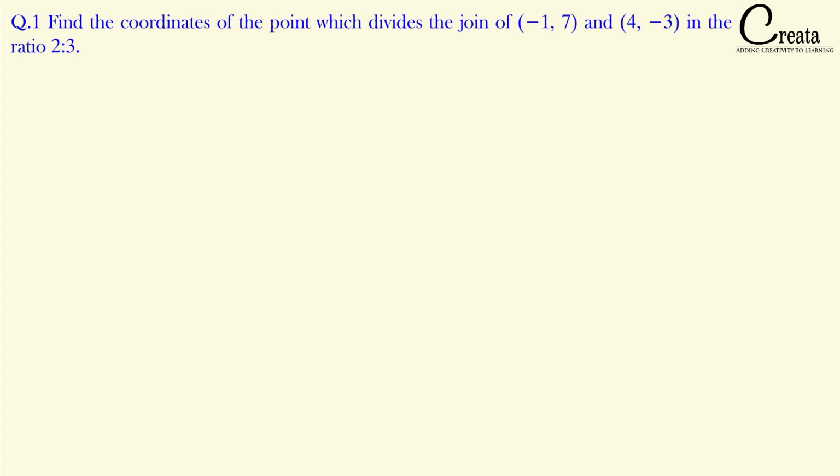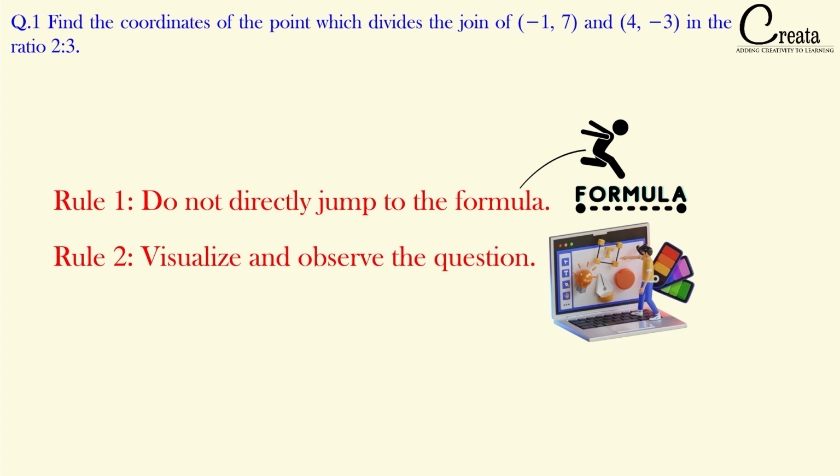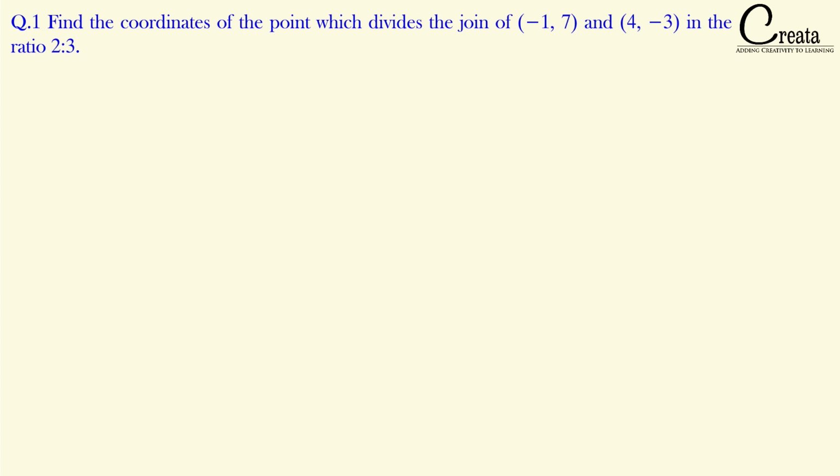Let's take question number 1. The question is: find the coordinates of the point which divides the join of (-1, 7) and (4, -3) in the ratio 2:3. First of all, we will observe and understand the question, then only we will use the formula, that is the standard rule of CREATA classes. So let's observe the question.